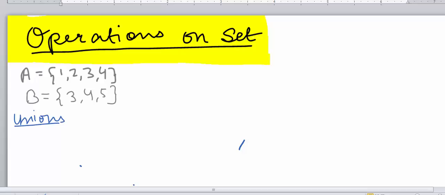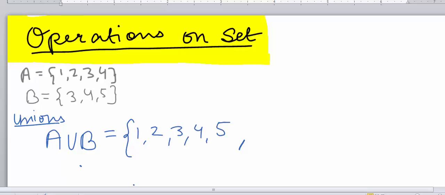So the union of two sets A and B, denoted by A union B, is the set of all those elements which are either in A or in B or in both A and B. That is, it simply adds up the two sets. So we can have 1, 2, 3, 4, and 5. You see, all these elements are either in A or in B or in both A and B.